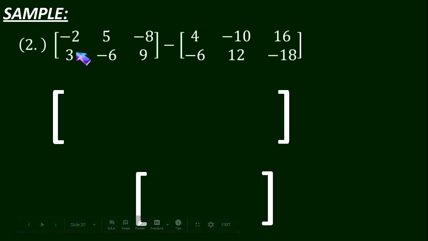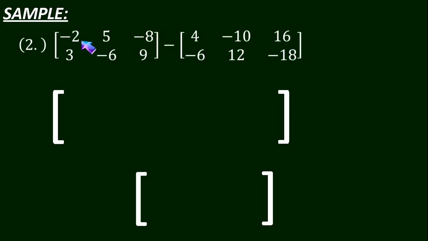So we have here a second example. You have to subtract. It is still the same as our addition. You have to subtract the corresponding elements. So our first row of the first column, you have to subtract the first row of the first column of the second matrix, and so on. So this minus this entry. This entry in the first row of the second column, you also subtract from the first row of the second column of the other matrix.